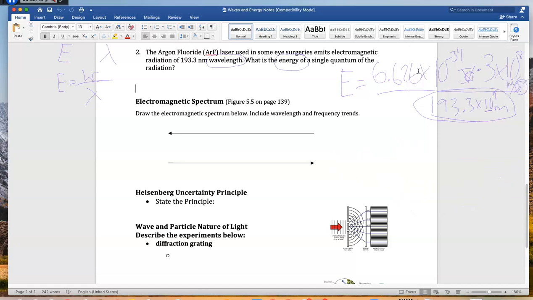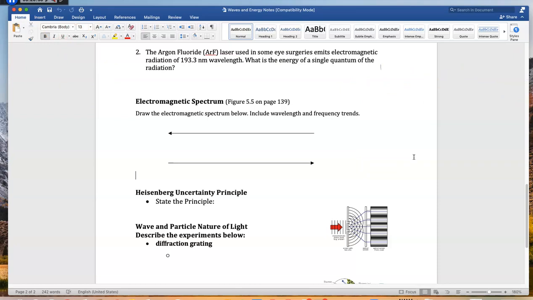All right. So now if I look at it, my meters cancel out, correct? Meters on top, meters on bottom cancel out. I'm left with joules, which is my unit of energy. And I type that into my calculator, and do you get 1.03 times 10 to the negative 18th joules? All right, so for this one, the answer is 1.028 times 10 to the negative 18th joules.